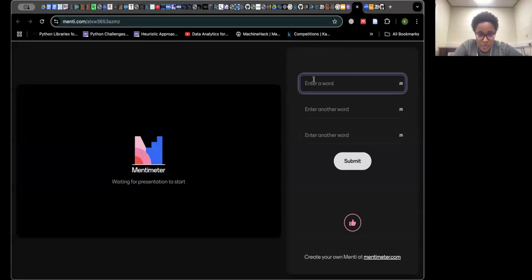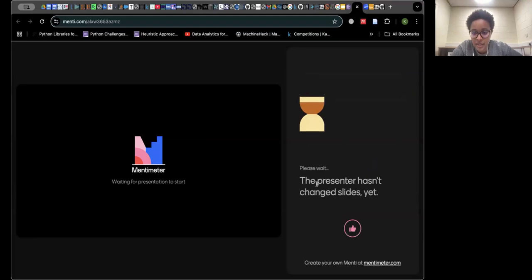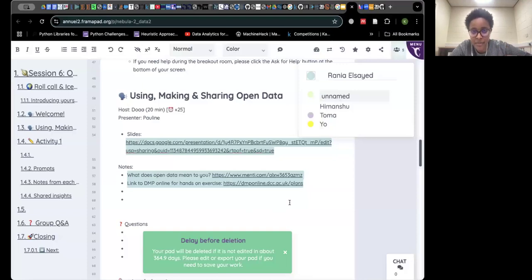Brilliant. Okay, so open data means reusable to me. It gives me three entries, but sorry about that. I need to make that into a presentation. I'm going to stop sharing for a second. Well, Pauline's poking the Mentimeter. Everyone, you can add in your answer to what open data means to you into the Mentimeter already. Yay, we have that up now.